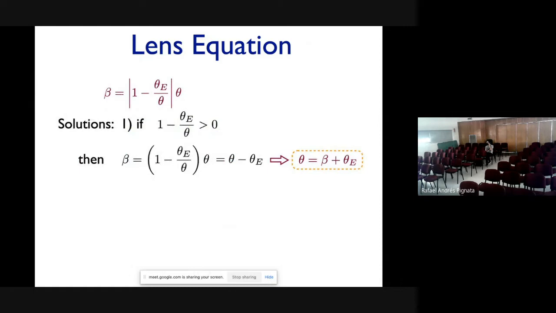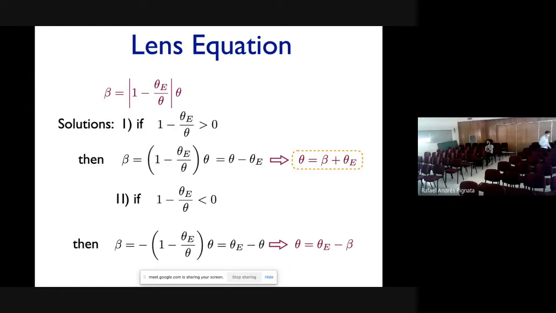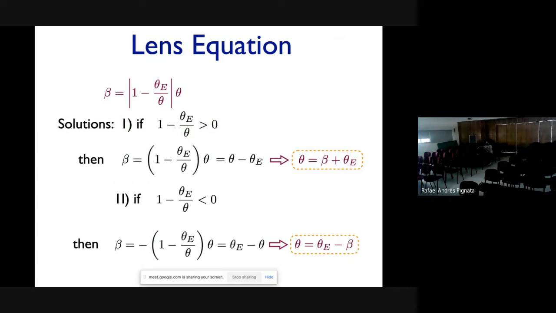And then the other solution is when the term in parentheses is negative. We take the modulus, and then what we have is beta equals minus 1 minus theta_E over theta, which gives you the solution to the lens equation theta equals theta_E minus beta. So what does it tell you? If you are close to the center, at some distance from the center, there are two solutions. There will always be two solutions in this case. The mass distribution is singular at the center. It will always have two solutions.